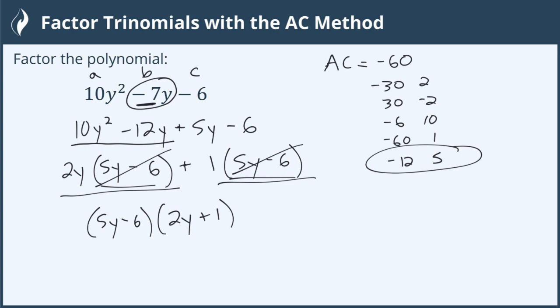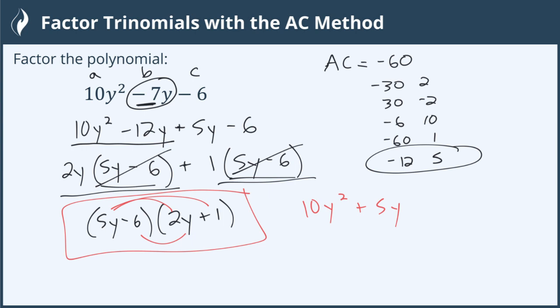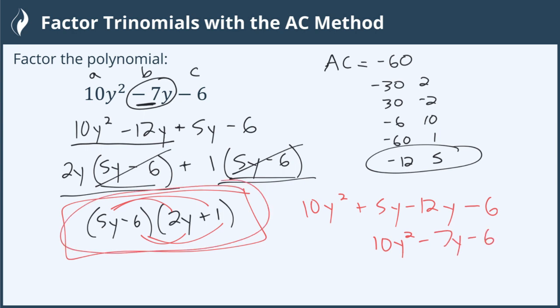And then you'll want to check your answer by multiplying this. So here's our answer, but if we check, we would say, okay, 5y times 2y is 10y squared, and then plus 5y, minus 12y, minus 6. So we end up with 10y squared minus 7y minus 6. So that means this answer right here is correct.